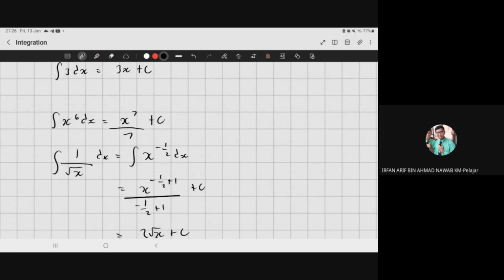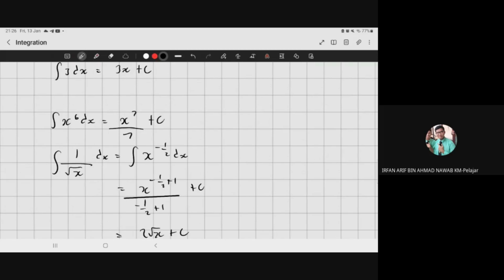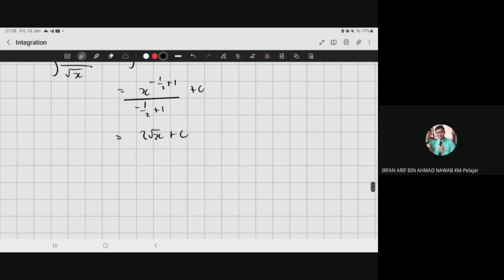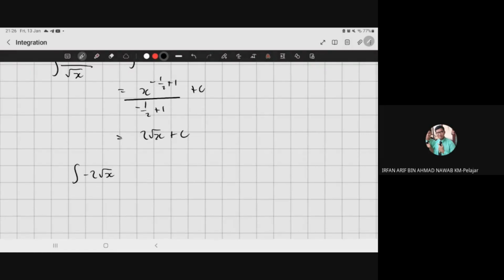Okay, so let's move on. It's not a tougher question. You just follow the rules. Now, the integral of negative 2 times the square root of x dx.